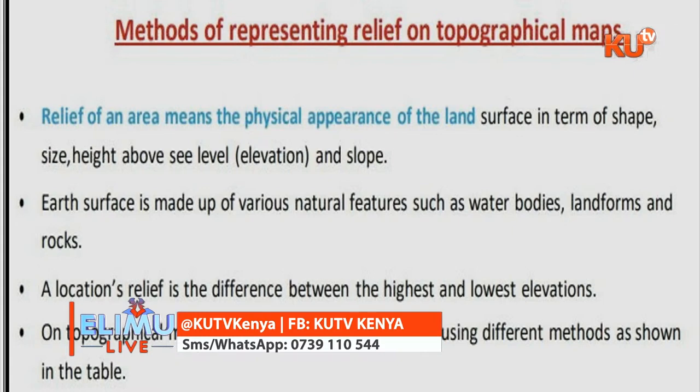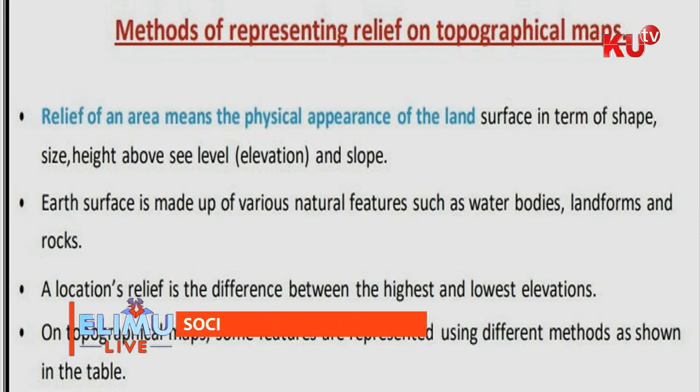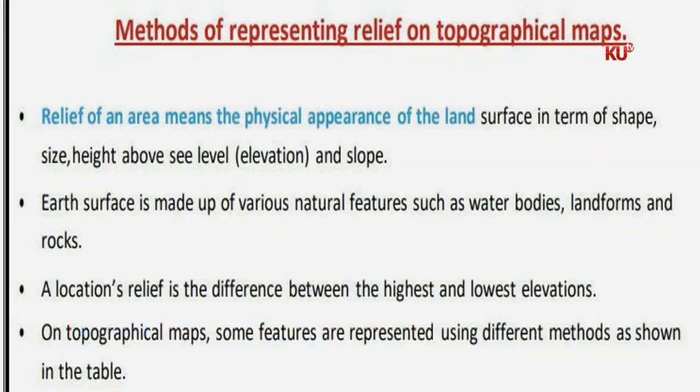A location's relief is the difference between the highest and the lowest elevations on the Earth's surface. When talking about the height above sea level, we are talking about elevation. As we continue, we'll be looking at some of the elevations we have. On topographical maps, some features can be represented using some of the methods that we are going to look at now.